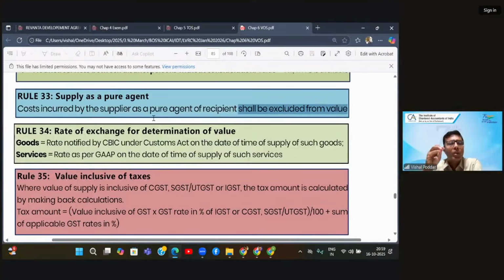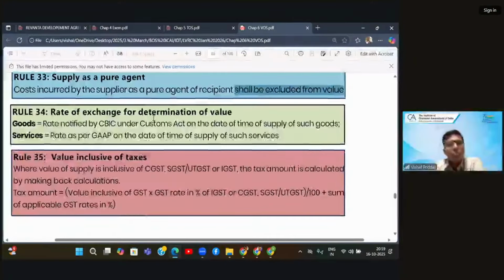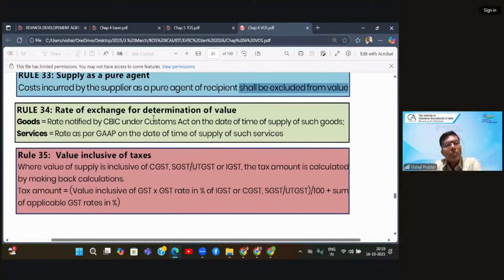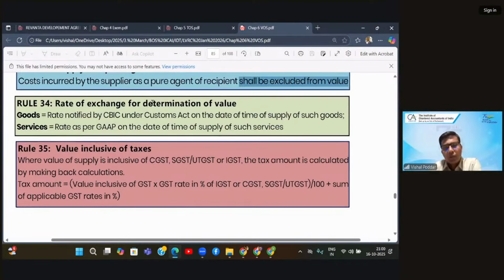And the invoice for these goods or services is always taken in the name of the recipient. Those prices or those supplies are pure agent supplies, which will not be included in taxable value.